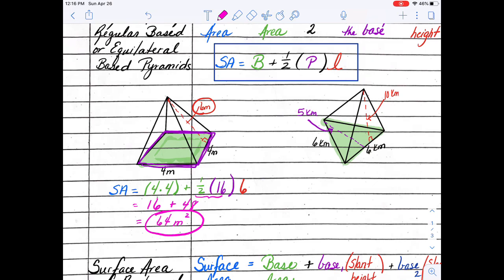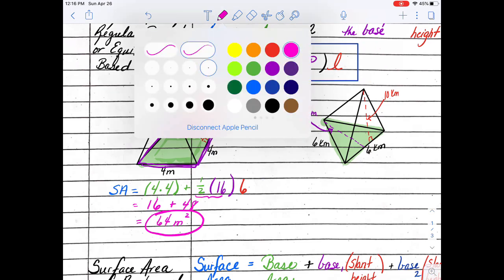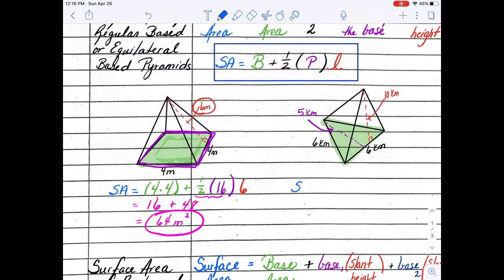Same thing, even if it's a triangular base. If it is an equilateral, all sides are the same, means those triangles up to the apex are also all the same. So we're going to use that same formula. Surface area is going to be the base area. Now remember, the area of a triangle is 1/2 the base times the height. Well, the base of the triangle is 6. Now the height of the triangle, not the height of the pyramid, the height of the triangle is 5.